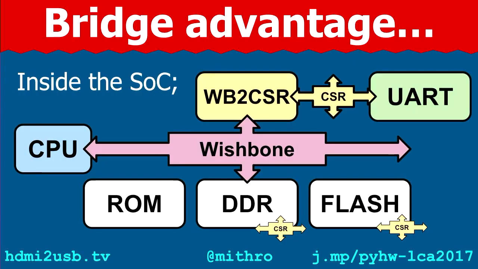But that's not the only thing. Inside our system on chip, we have the CPU. We have a bunch of memory interfaces like the ROM and the flash, and there's a Wishbone bus that connects everything together. There's also a thing that connects the Wishbone bus to the config status registers that configure your peripherals like your UART. And so this is kind of what is inside your FPGA. The thing is that the CPU in the FPGA is kind of crap.